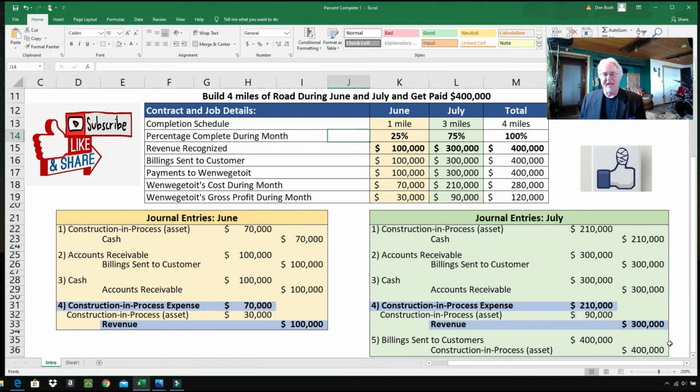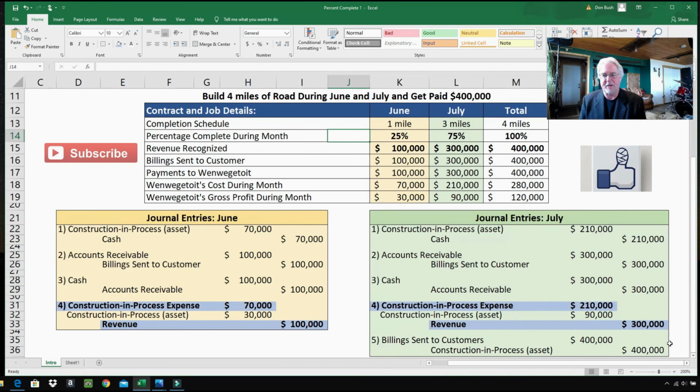Now, everything for this construction company went perfectly. It was the most perfect, easy to understand example here. And unfortunately, in construction, things normally don't go this smoothly.